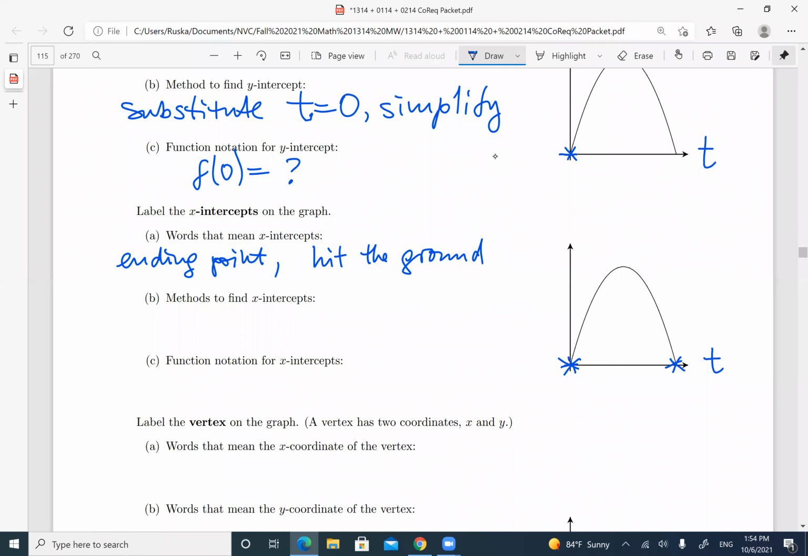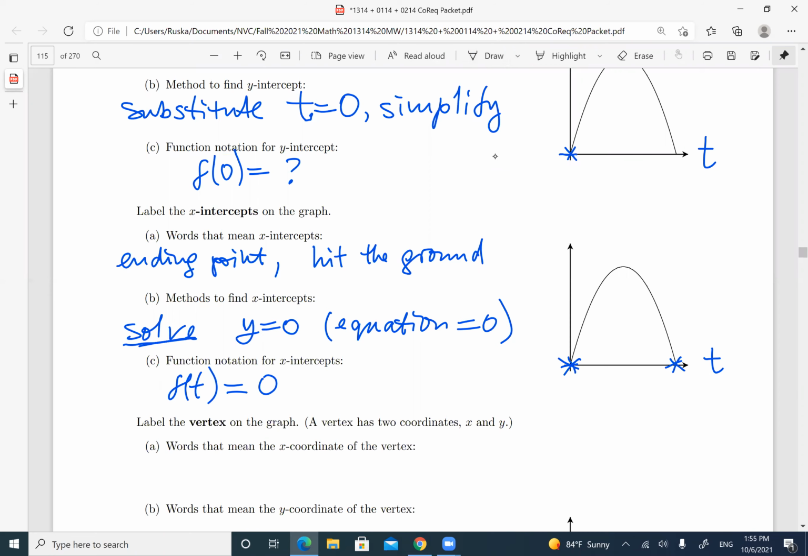That's right. How do you find the x-intercepts? You substitute y equals 0, which means you solve y equals 0, or the equation equals 0. Here we're solving. In function notation, you're solving f of t equals 0. Okay, everybody good? Now the next one is let's talk about the vertex.